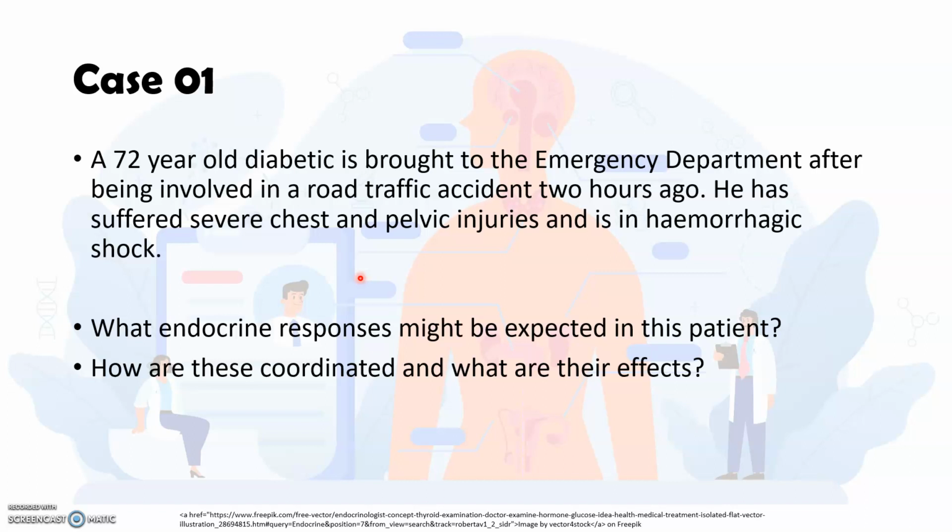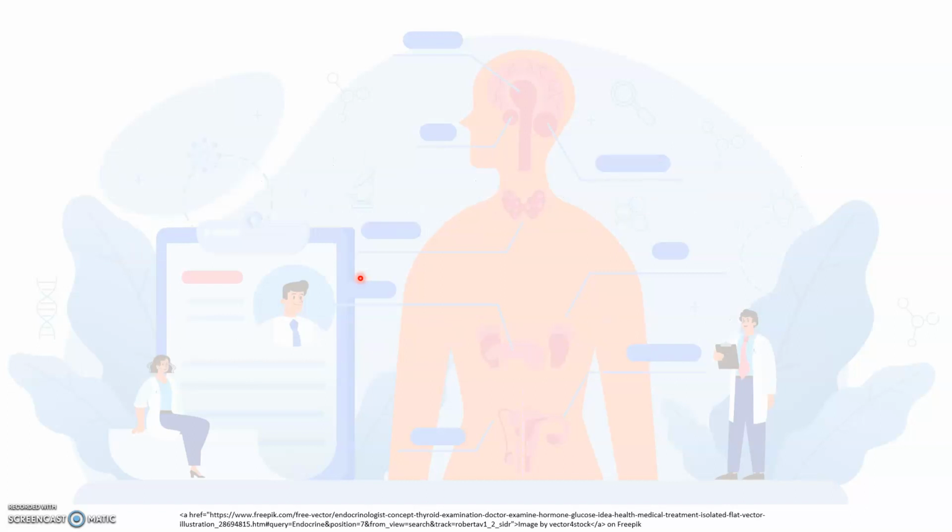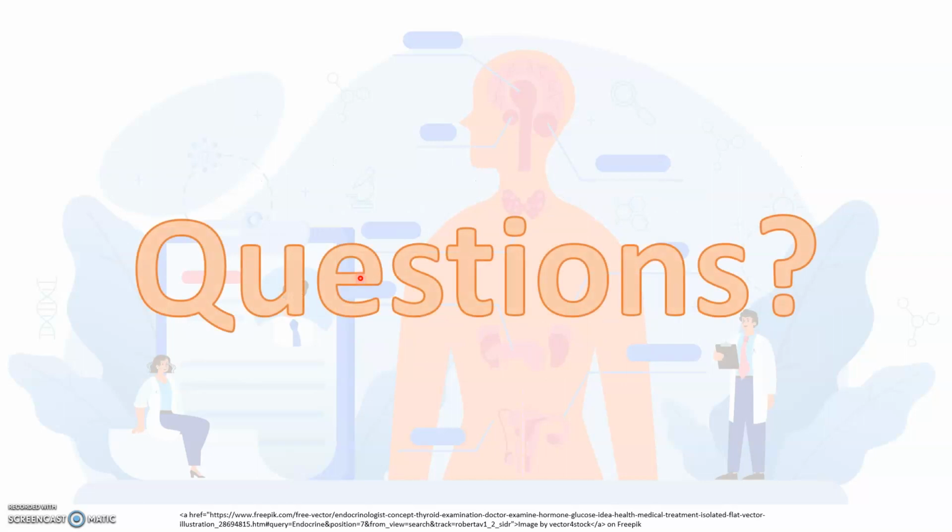These responses are coordinated through the networks that we described in the previous slide, but as we will see later on, there are also some overlaps between this, the autonomic response, and the response of the immune system. And importantly, in this patient, the response may be somewhat modified because of his age. So if you have any questions, you can bring them up in class.